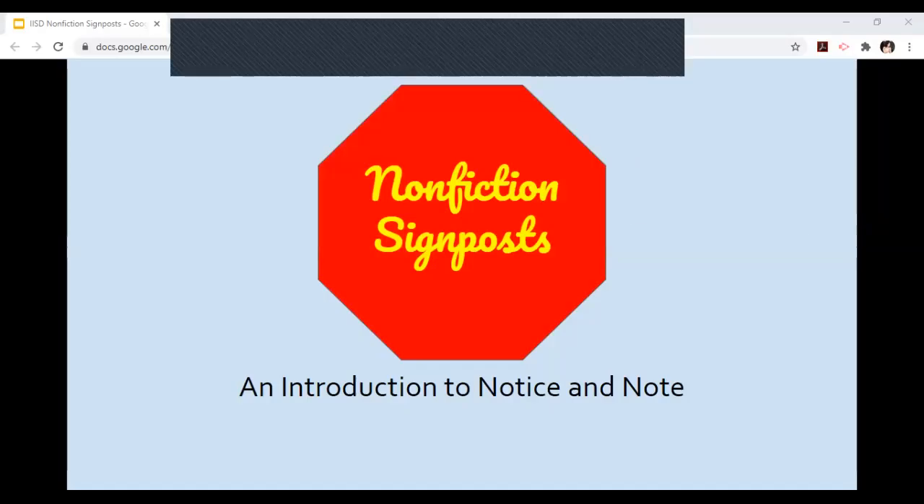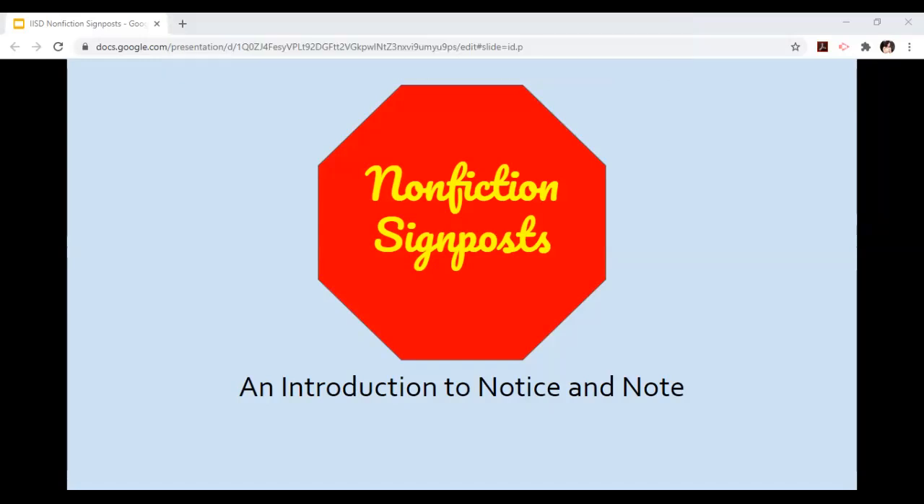Okay, guys, so today we're going to be talking about signposts for nonfiction texts. So last week I said that we were going to start reading nonfiction texts with this first unit, and signposts are a way to help us annotate those texts and think more deeply about those texts.